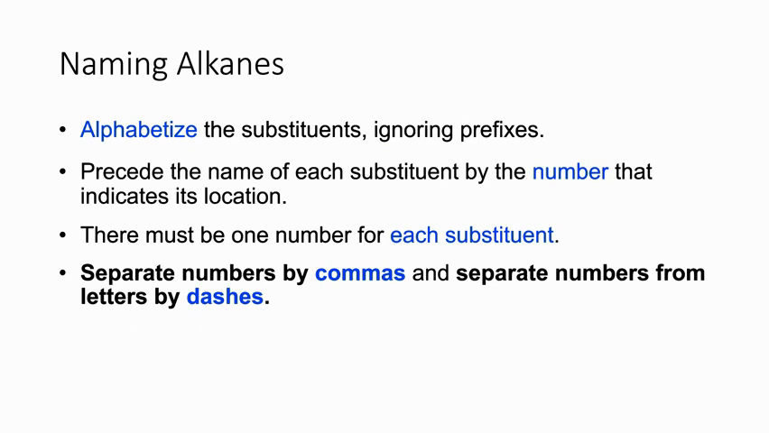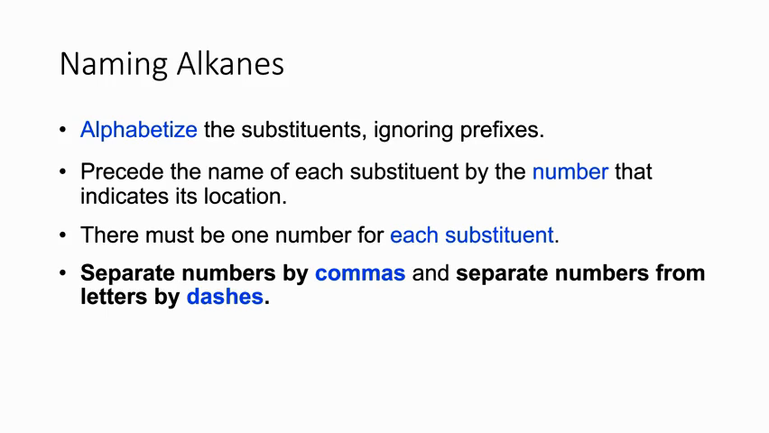Here are some more rules. Also, these are in that box. You're going to alphabetize the substituents, ignoring prefixes. So we have substituents: chloro, methyl, ethyl, propyl, isopropyl. Chloro starts with a C, so it will come before all of them. Ethyl starts with an E, so it comes before methyl. Isopropyl starts with an I, so it comes before methyl and propyl. So based on the substituent, you alphabetize them if you have more than one.